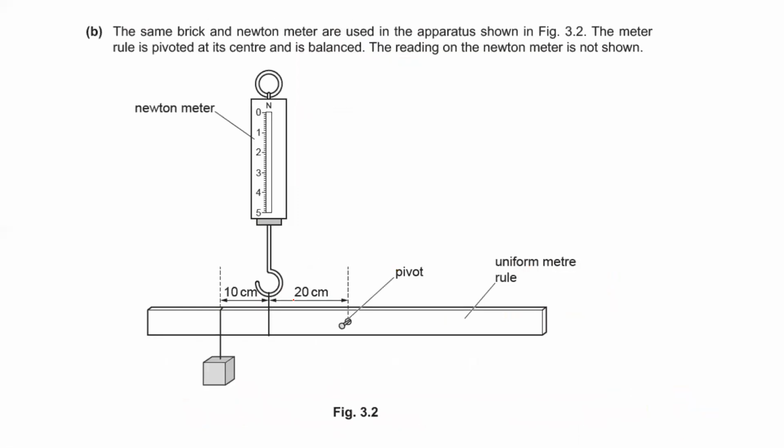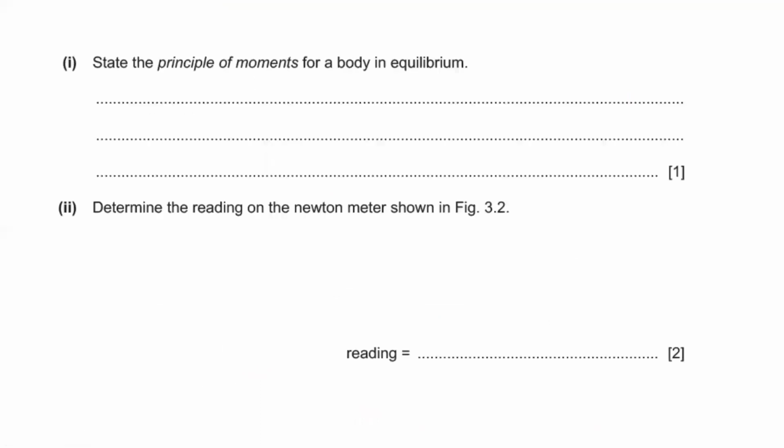So question number 3, part B, it says that the same brick, which was 3 Newton, and the Newton meter are used as apparatus in figure 3.2. The meter rule is pivoted at the center and is balanced. The reading on the Newton meter is not shown. State the principle of moments for a body in equilibrium.